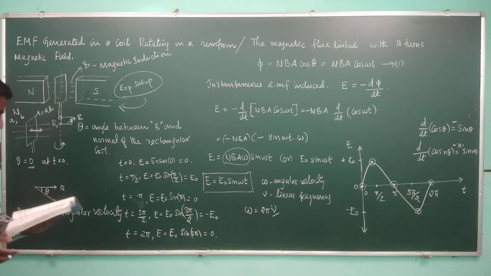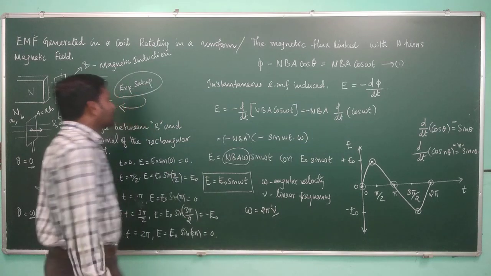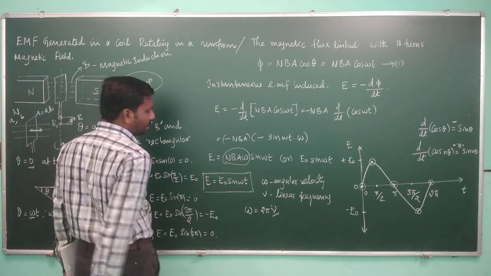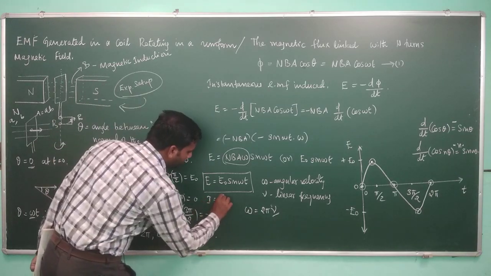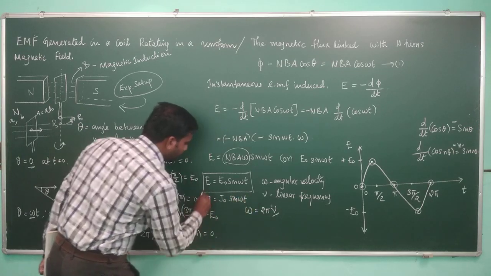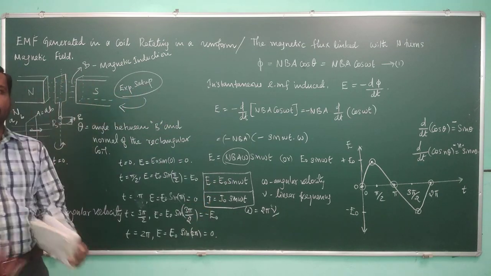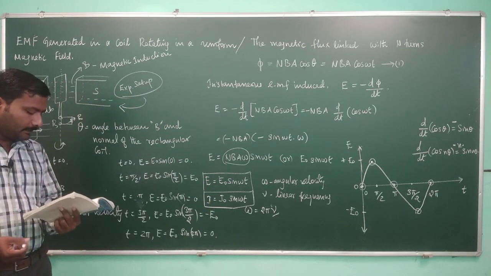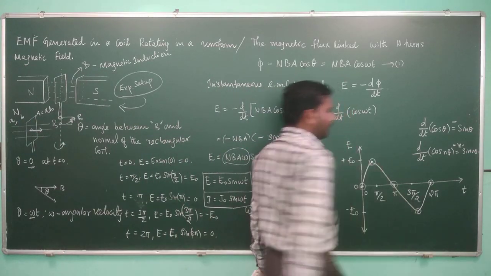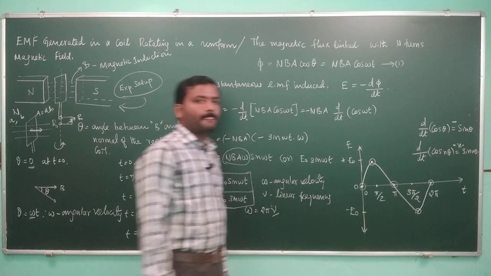The expression for the EMF generated in a coil rotating in a uniform magnetic field is E equal to E naught sin omega t. The corresponding current would be I equal to I naught sin omega t. This is the alternating voltage and this is the alternating current. Fine. So there is a change in voltage. It is ever changing, but this is a cycle which is repeating, right?